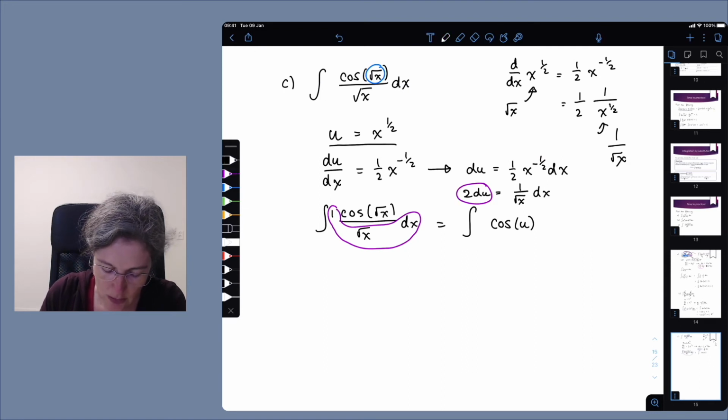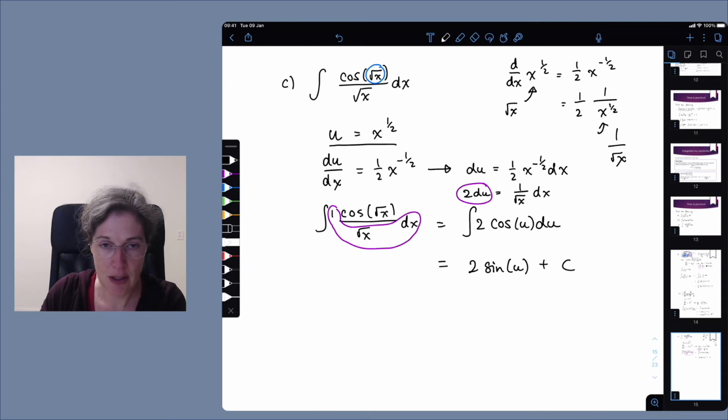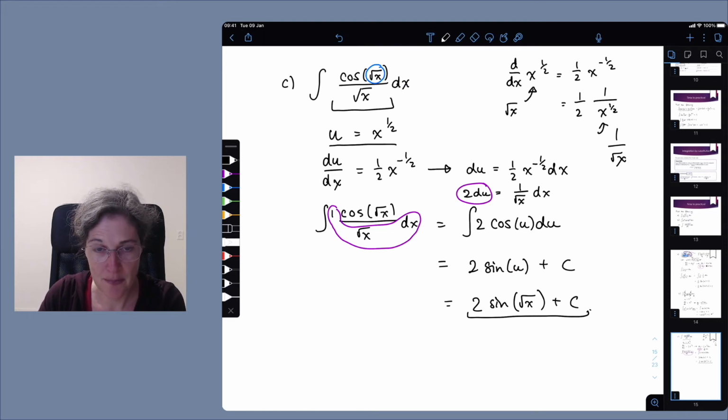So let's do that. So I've got a 2 du, and that's a very delightful and easy thing to integrate. We've got 2 sine of u plus c. And then finally doing our substitution back, we've got 2 sine of root x plus c. Done and dusted. So again, you can double check: if you differentiate this thing over here, you will end up with this thing over here. Okay.